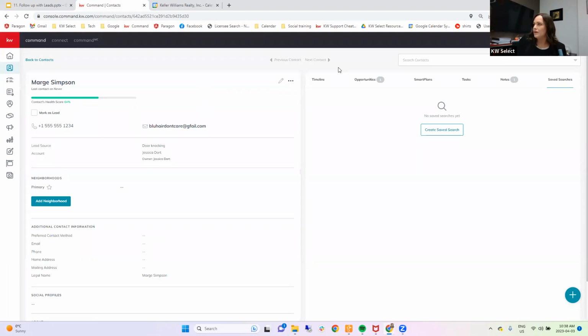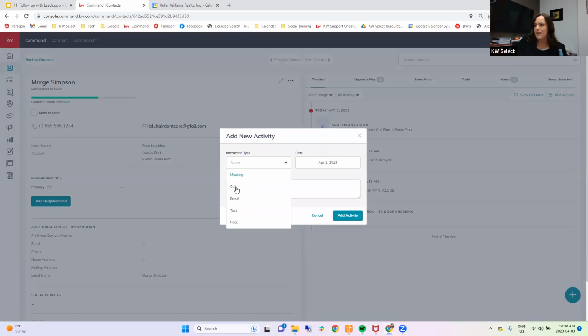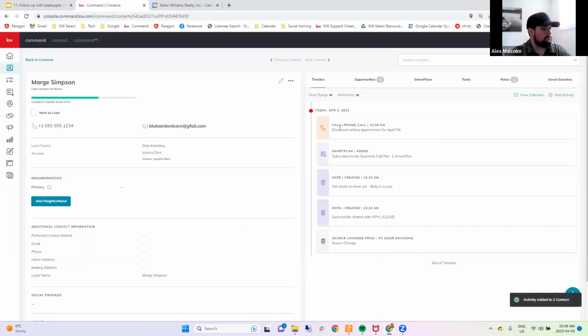Okay. What I can also do is log the call as an activity. So instead of a note, I can click add activity. I can specify that I had a call with Marge. Discussed setting the appointment. Okay, so that shows that I actually had a call with Marge.